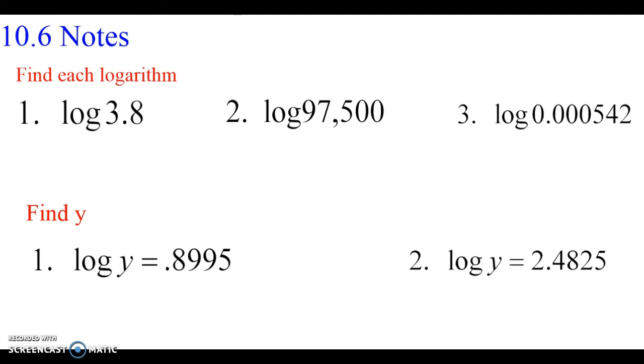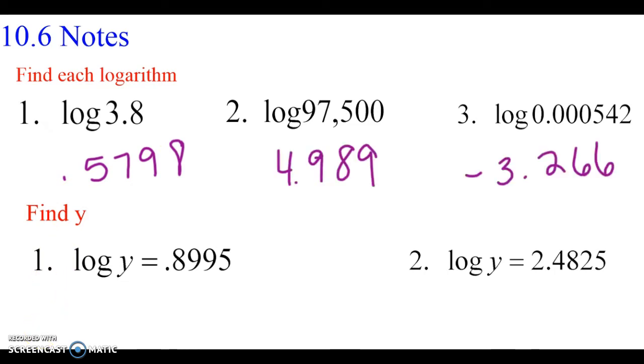You should have got 0.5797, and we're going to round to 4 digits, so you're going to get 0.5798. Okay, please do that for the next two, log 97,500 and log 0.000542. Number 2, you should have got 4.989, and number 3, negative 3.266.